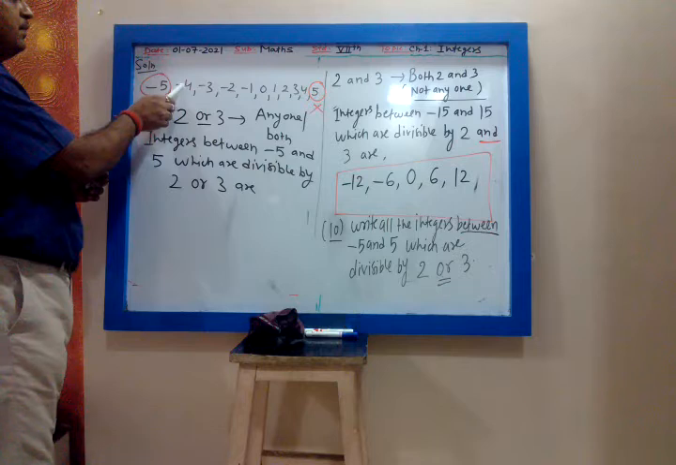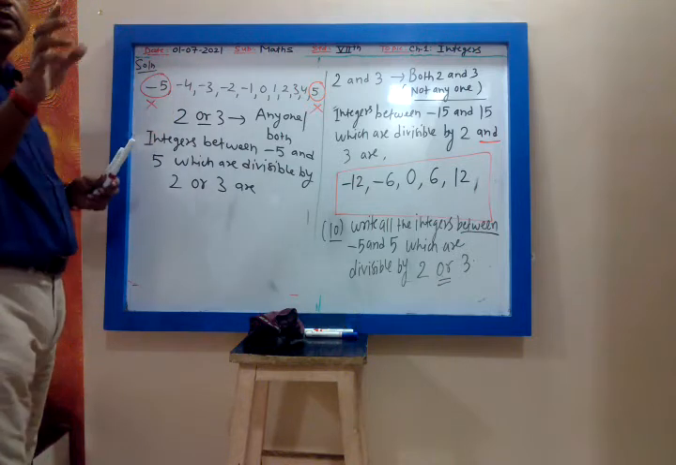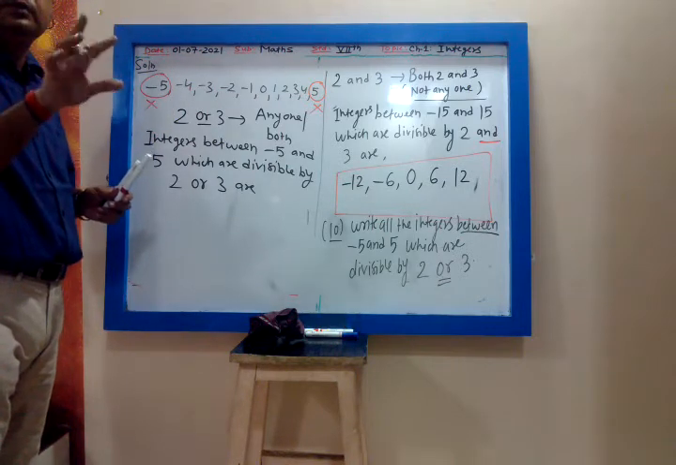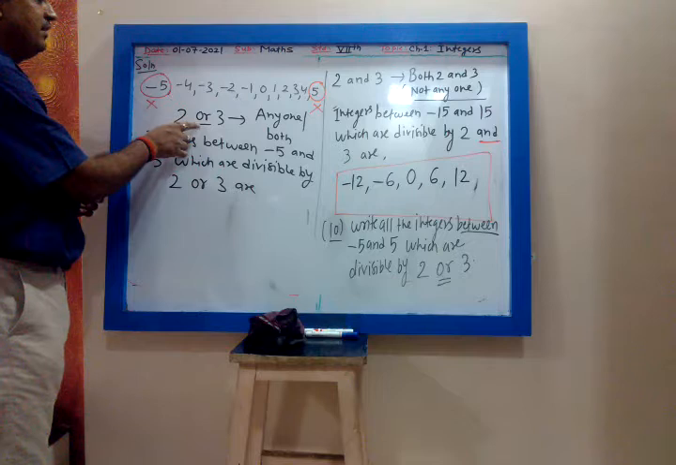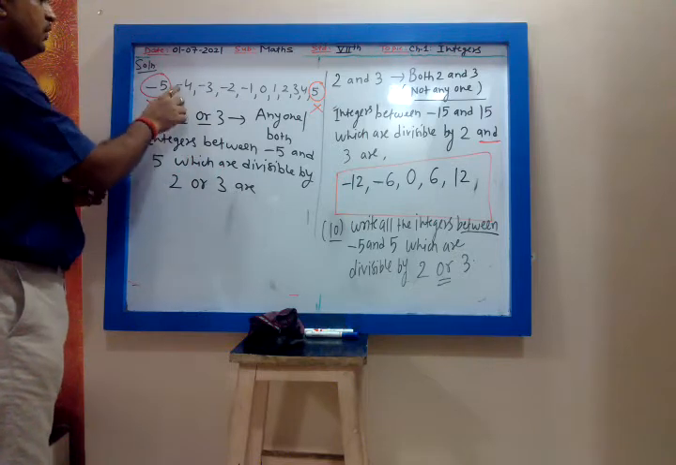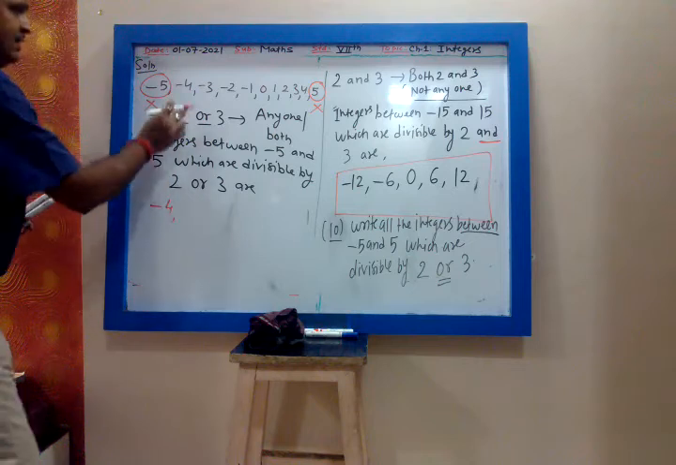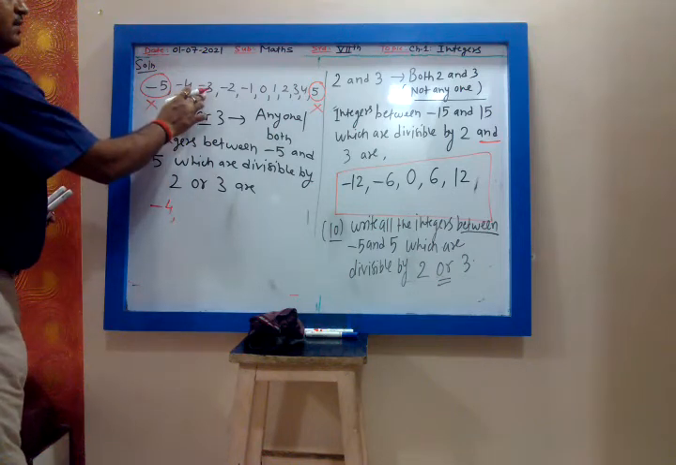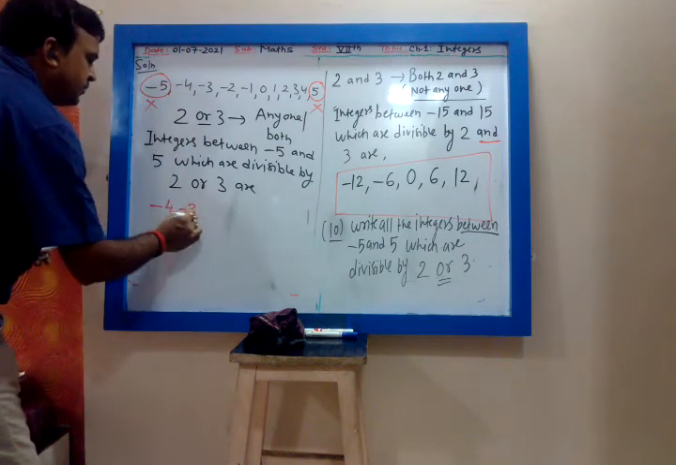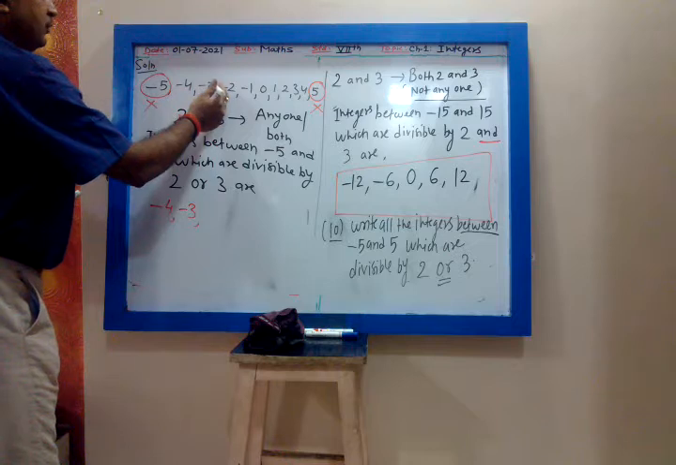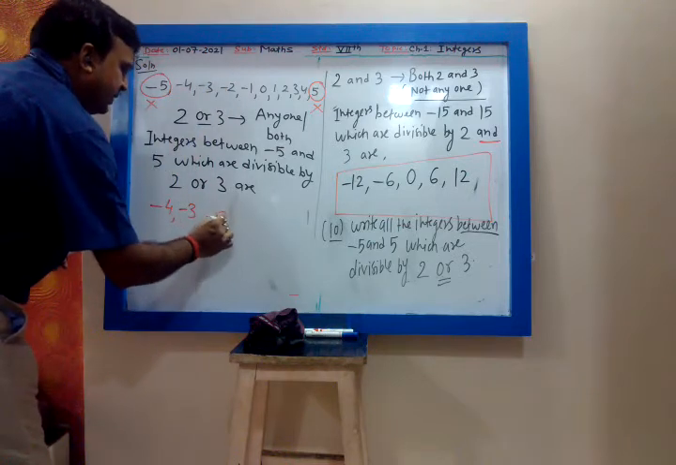Can we take 4? -4 will come, because -4 you can divide by 2. It is or. Or means anyone or both. -4 I can divide by 2. -4 will come. -3 will also come, because -3 you can divide by 3. Then -2 will also come, divisible by 2.